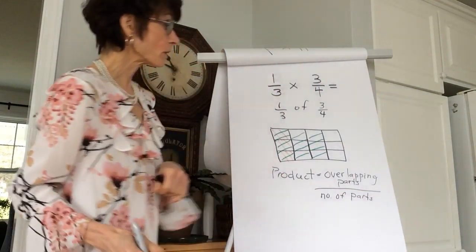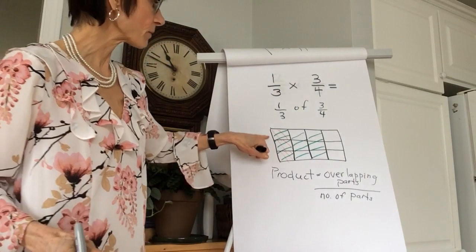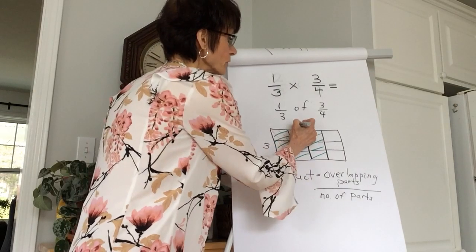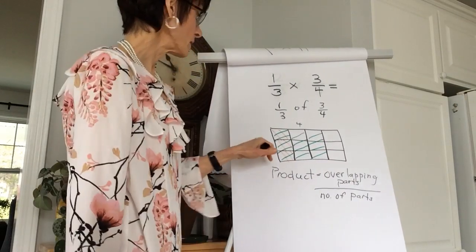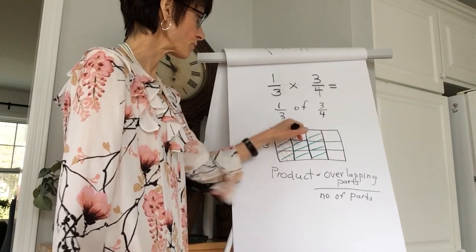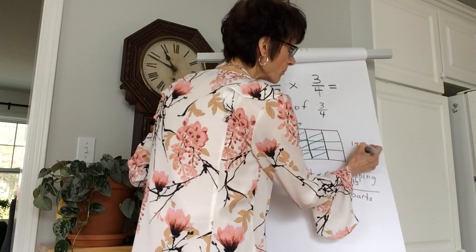Okay, so how do we know the number of parts? Well, we can see we have 3 in this direction and 4 in this direction, or we could just count them as well. Or we could use what we learned in whole number multiplication. 3 times 4 is 12, so we have 12 parts.